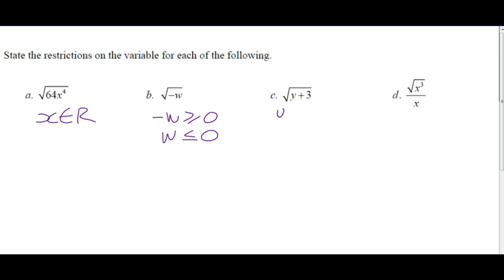This one, what do we want? We want y plus 3 to be greater than or equal to 0. So what can we say about y? It's got to be greater than or equal to negative 3, right? You put a negative 3 in there, negative 3 plus 3 is 0.